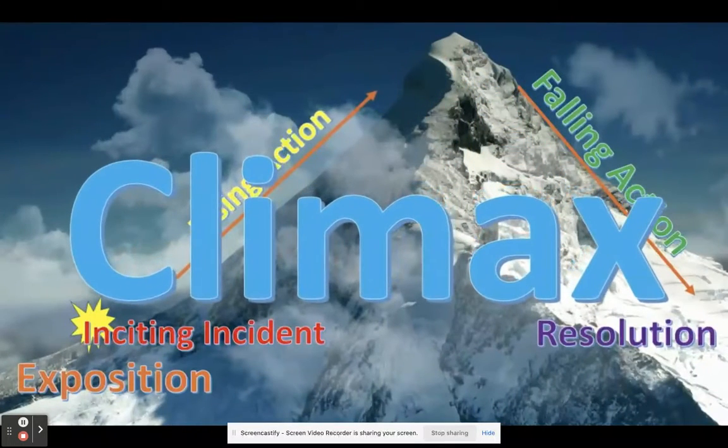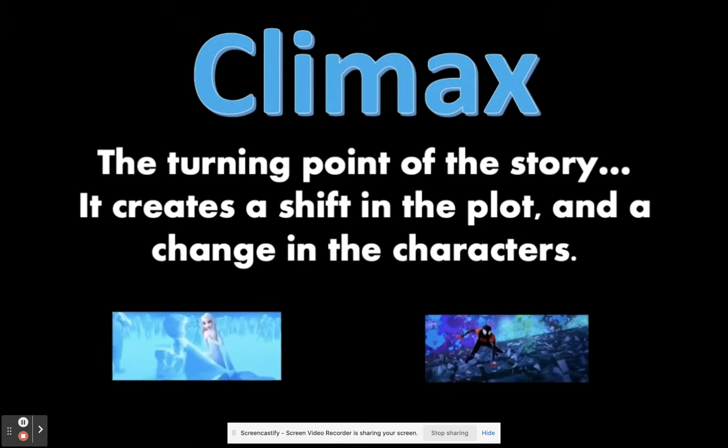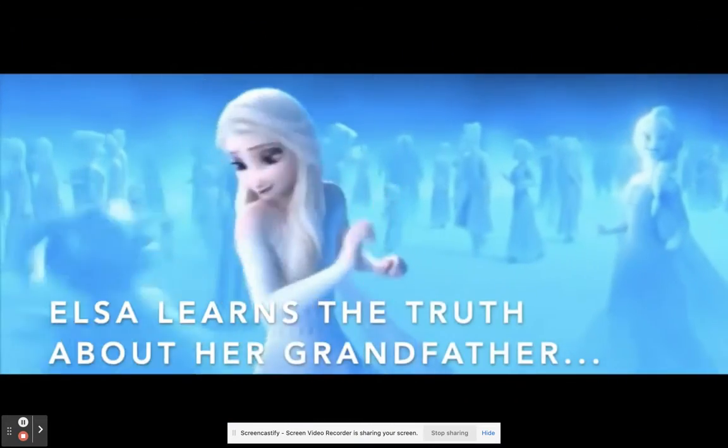Next, we have the climax. So what the climax is, it's the turning point of the story. It creates a shift in the plot and a change in the characters, guys. This is where something is never going to be the same. The characters are not going to be the same.